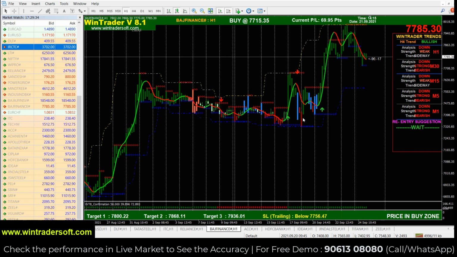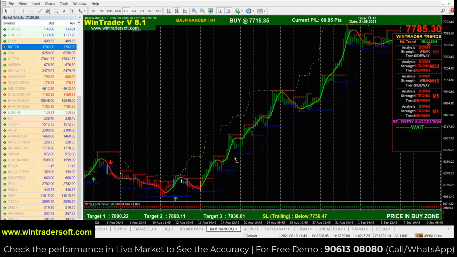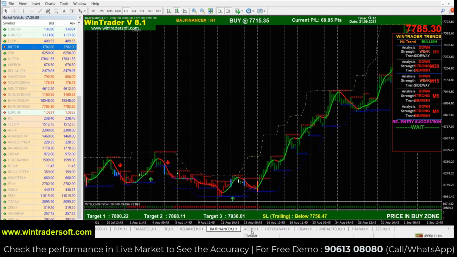And this is Bajaj Finance. In Bajaj Finance, there is nothing much proper. The last buy signal was generated at 7715, on 21st of September. It's 69 points in profit right now. The previous buy signal was not confirmed because the bottom was not changed to sell. The previous signals you can see, and all the confirmations need to be checked.